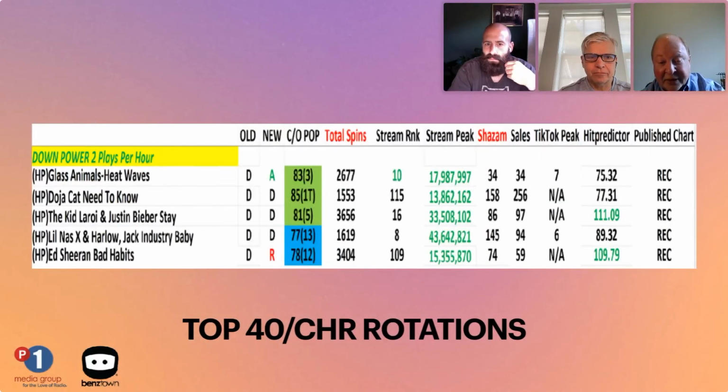There's one more A. What did I do? Oh my God. I moved Glass Animals. What have I done? I moved Glass Animals back to A. But like I said, look at where it's streaming. This is after 2677 spins on this particular radio station. It's number 10 in streams. It had a huge stream rank. It's number 34 still in Shazam. It's 34 in sales. It was big at TikTok, and even though I had it as a recurrent, and it's still recurrent on the chart, I'm moving that sucker up to A because that's stronger than anything else that I had to put in there. And like I said, you got to be able to depend on those spokes to keep people listening. So that's it for the rotation part of this.